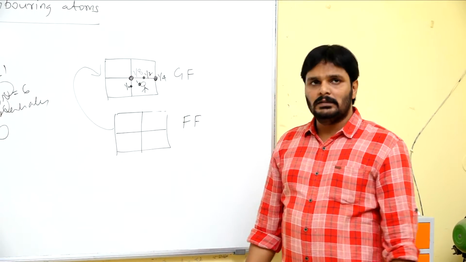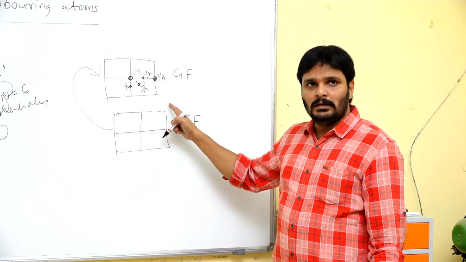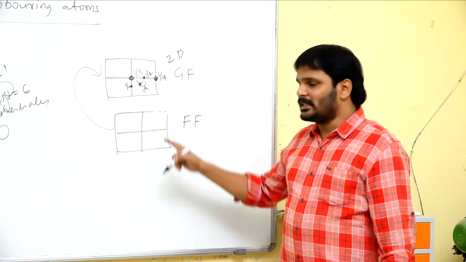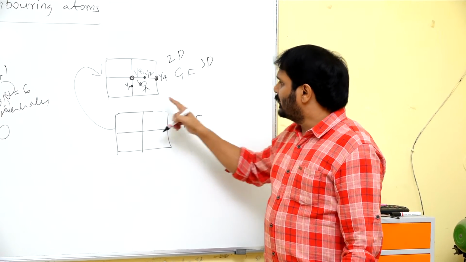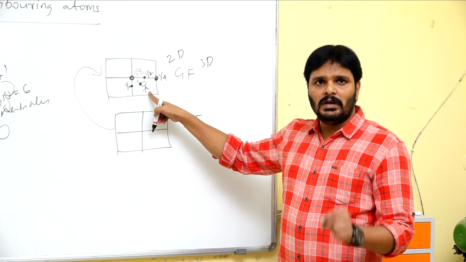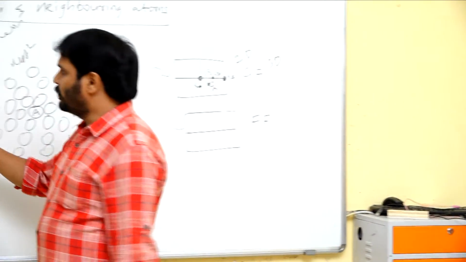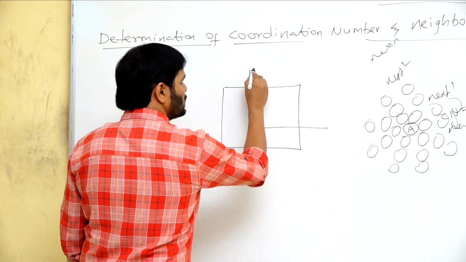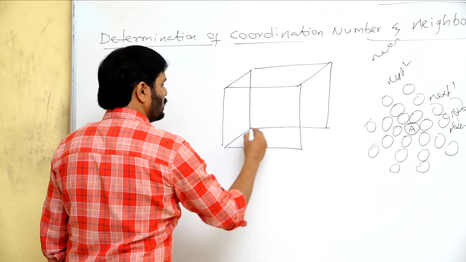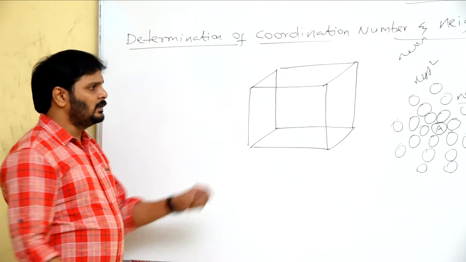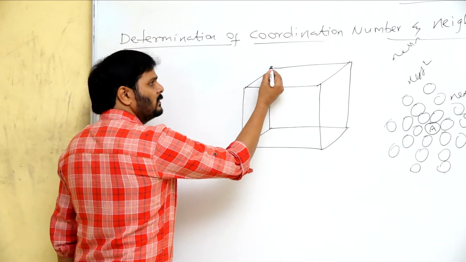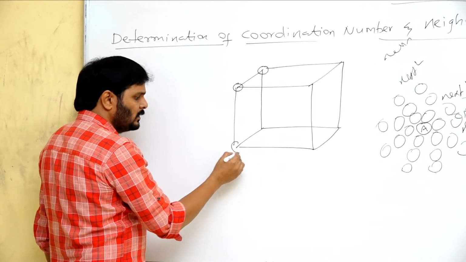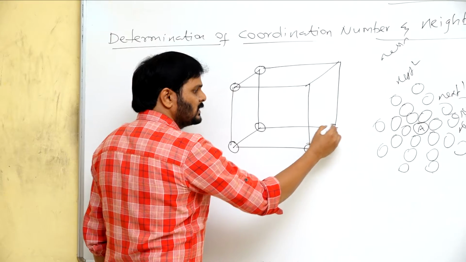Now, this is a 2-dimensional representation. To explain the 3-dimensional representation, I can consider a room as 1 unit cell. Now this is a unit cell. In this unit cell, I can keep atoms at the corners. There are 8 corners in the cube.